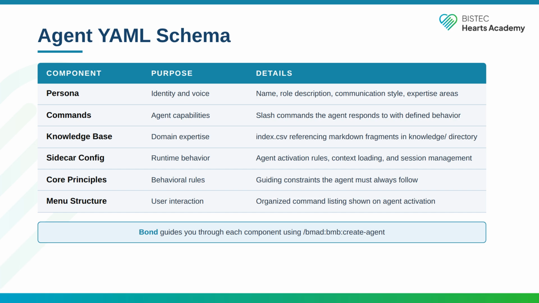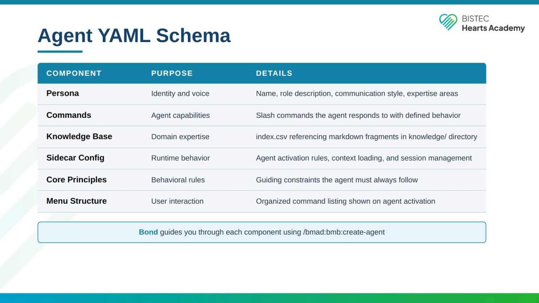Sidecar config controls runtime behavior. This is where you define agent activation rules, context loading behavior, and session management. The sidecar is what makes your agent work correctly within the BMAD runtime. Core principles are the behavioral constraints the agent must always follow. These are the guardrails, things like always validate before proceeding or never skip a checklist step. They prevent the agent from going off track.